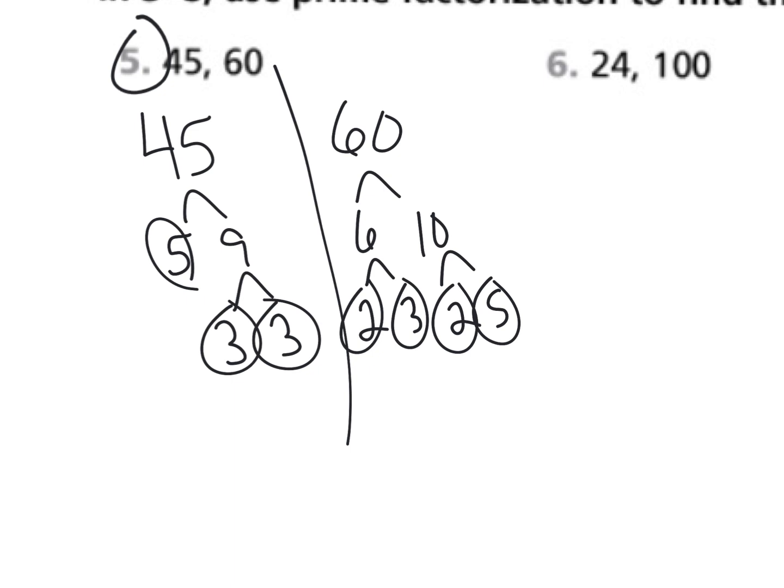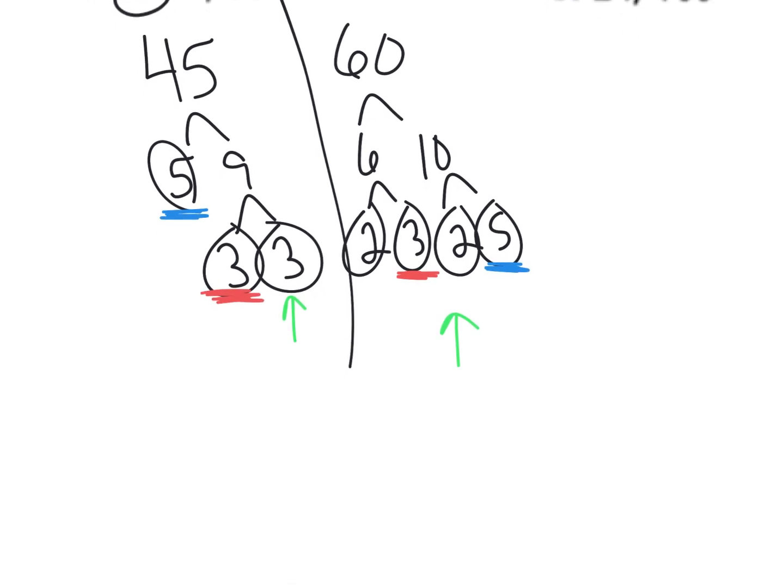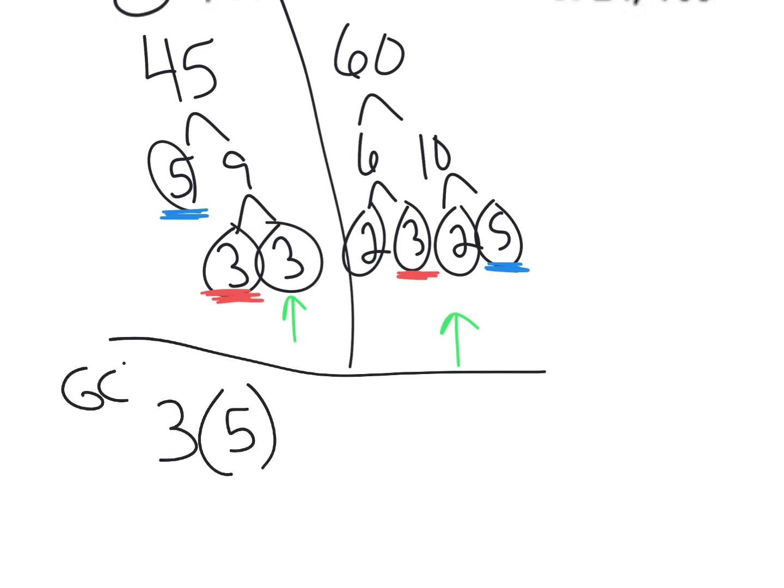So as we look at these numbers, we can see that we've got a set of 3's in common. We've got a set of 5's in common. At that point, all that's left that we haven't taken yet is 1 three over here, but if you'll notice over on this other side, there's not another 3 for that to match up with. So we had a set of 3's, we had a set of 5's. So for our greatest common factor, we multiply those common factors together. 3 times 5 is 15 would be our greatest common factor.